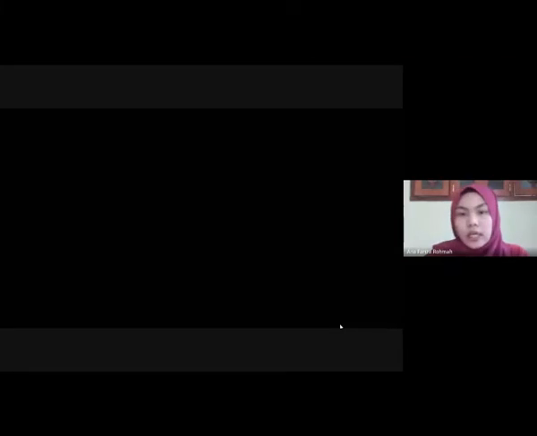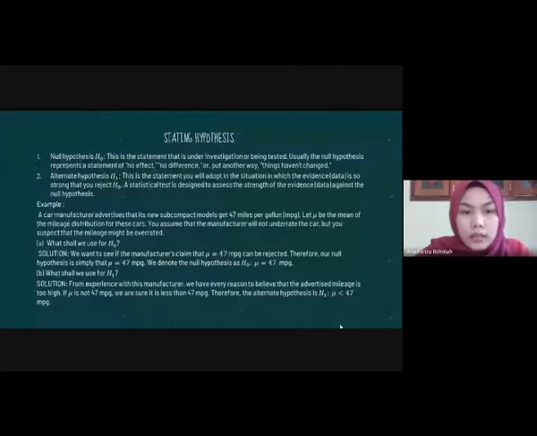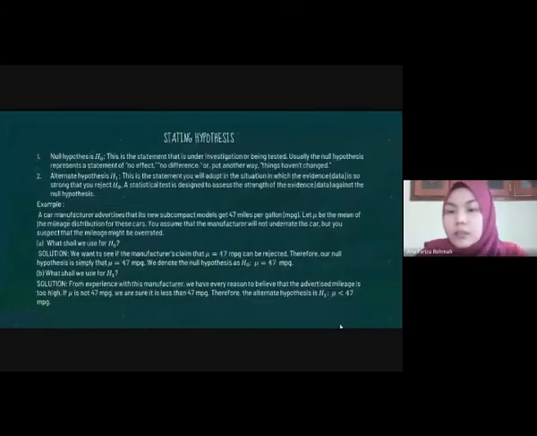And B, the question is, what shall we use for the alternate hypothesis? The solution is, from experience with this manufacturer, we have every reason to believe that the advertised mileage is too high. If mu is not 47 mpg, we are sure it is less than 47 miles per gallon. Therefore, the alternate hypothesis is H1: mu < 47 mpg.